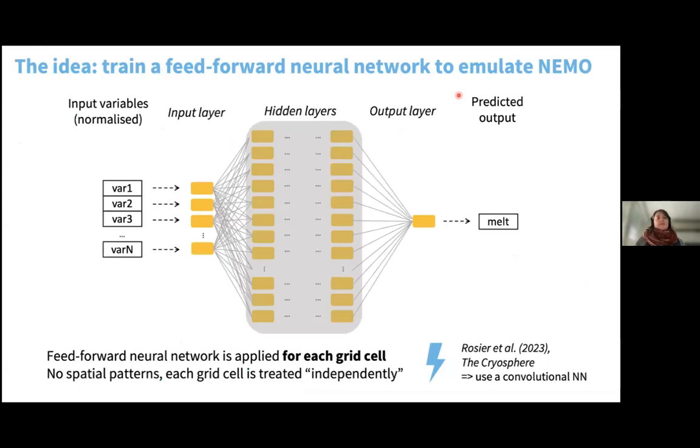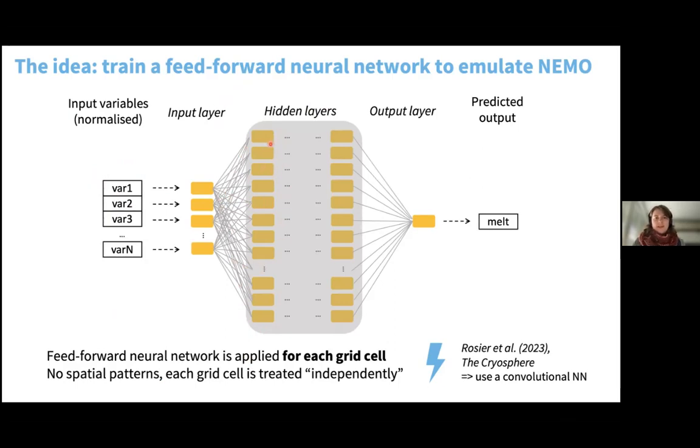So the idea is to train a feed-forward neural network to emulate NEMO. I don't know how many are familiar with neural networks, so I always have a slide to get you into it. A feed-forward neural network works this way: you give it an array of variables into an input layer, and then it goes through a given number of hidden layers. You can choose how many, and in each hidden layer there is a given number of neurons. Again, you can choose how many. And each of these neurons represents some weights.